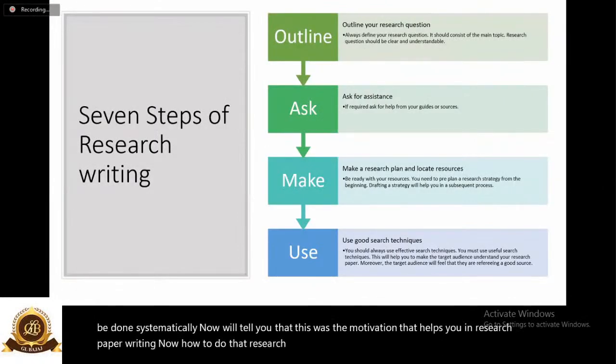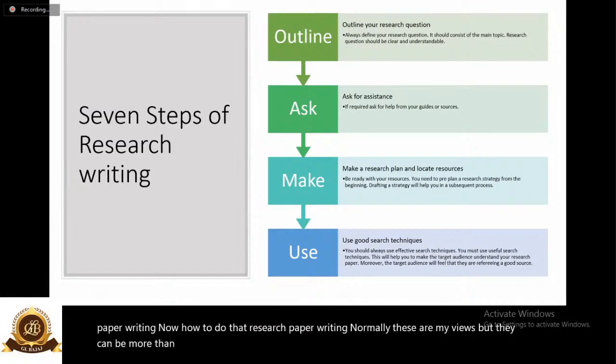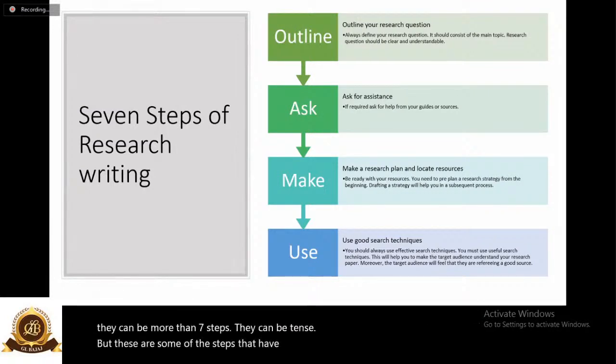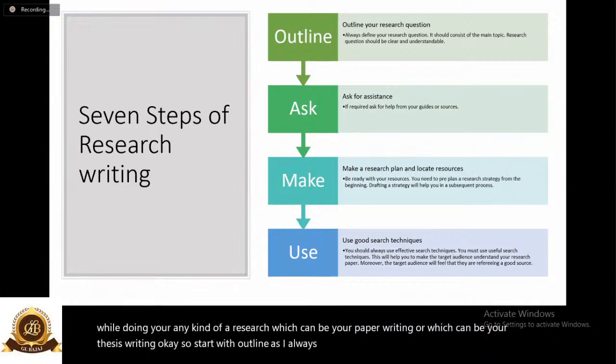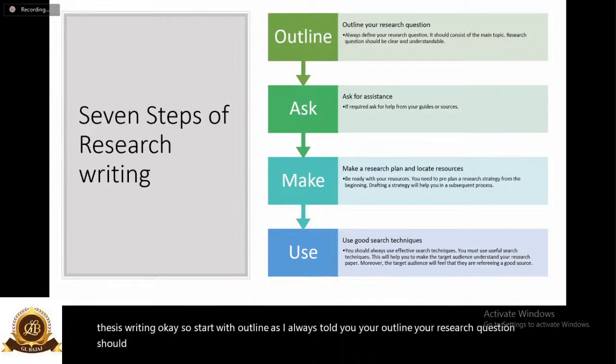Normally, these are my views, but they can be more than 7 steps, they can be 10 steps, but these are some of the steps that I have jotted down in order to give you a better insight while doing any kind of research, which can be your paper writing or which can be your thesis writing. Okay, so start with outline. As I always told you, your outline, your research questions should be very clear, they should be open ended.